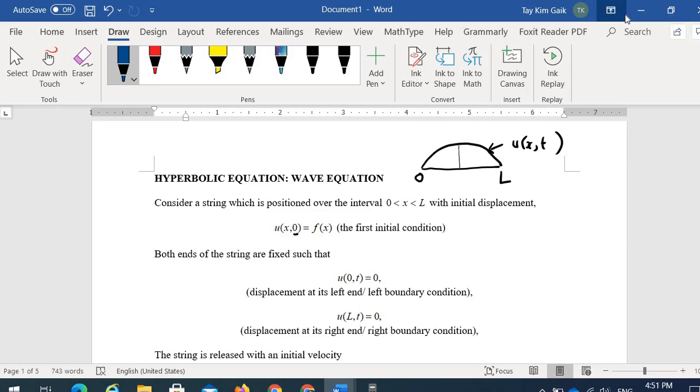Both ends of the string are fixed, such that u(0,t) equal to 0 and u(L,t) equal to 0. So at x equal to 0 there's no displacement, that's why u(0,t) is equal to 0. This is the left boundary condition. And at the right end, the right boundary condition, x equal to L, so u(L,t) equal to 0.